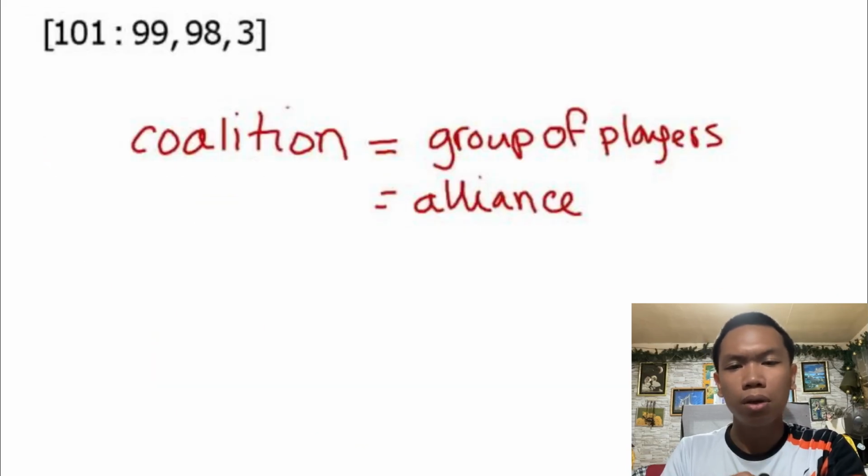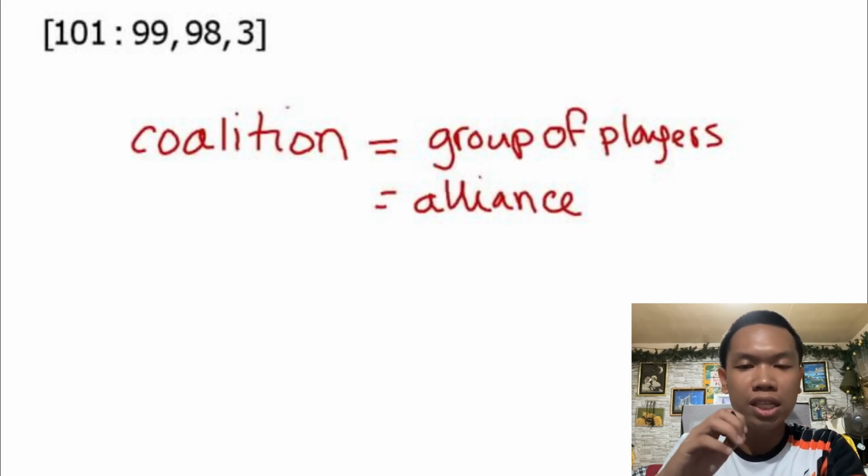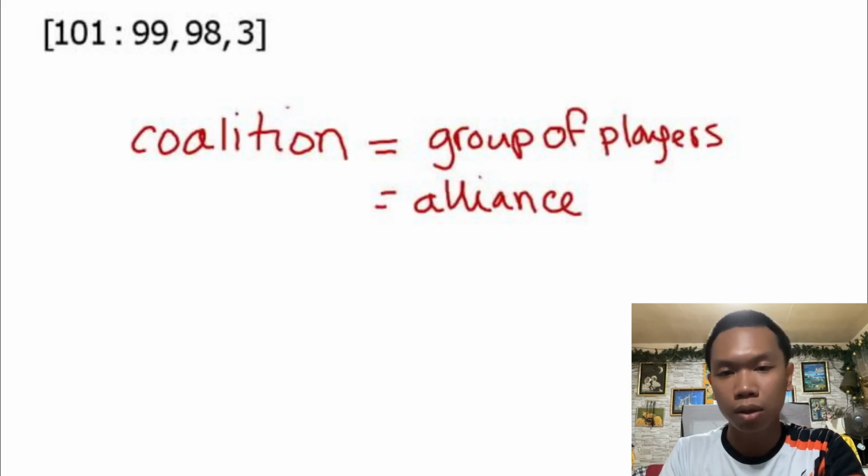So what is a coalition, really? Well, a coalition is a group or alliance of players working together. In a weighted voting system, coalitions are important because players combine their votes in order to meet or exceed the quota. For example, 101 is the quota and the weights are 99 and 98. No single player can win alone. But players 1 and 2 can together form a winning coalition because 99 plus 98 equals 197, which is greater than the quota of 101.